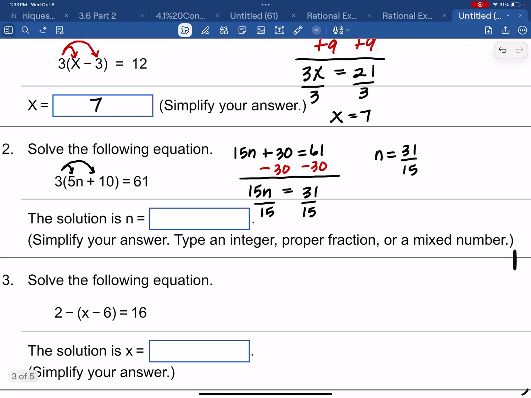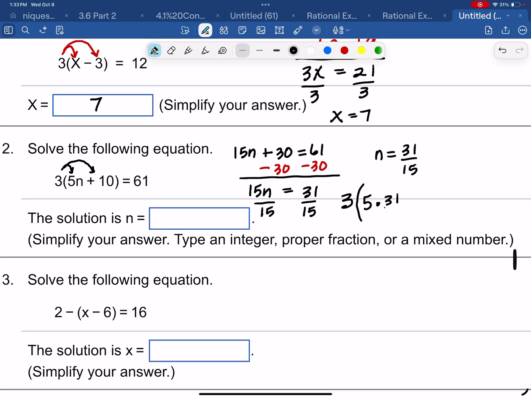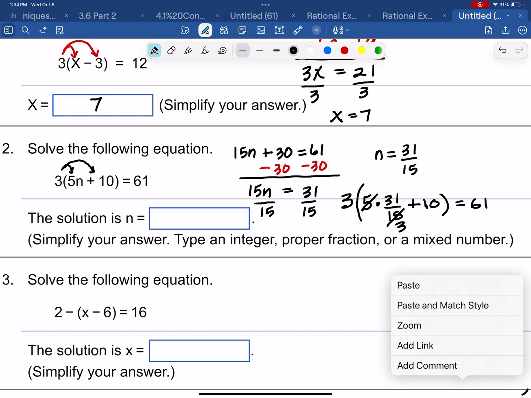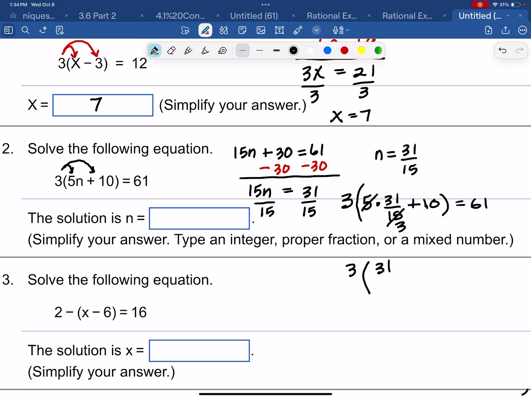So I'm going to check this by putting, instead of the n, I'm going to put 5 times 31 over 15 plus 10 equals 61. So order of operations, we do what is in the parentheses first. So I have to go 5 into 15 gives me a 3. Okay, so I've got 3 times 31 over 3 plus 10 equals 61.